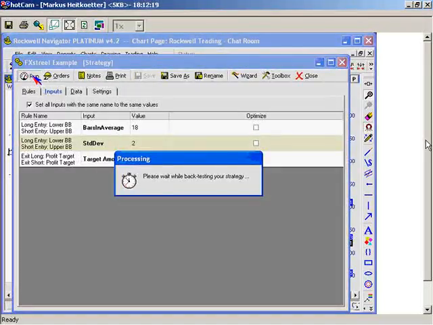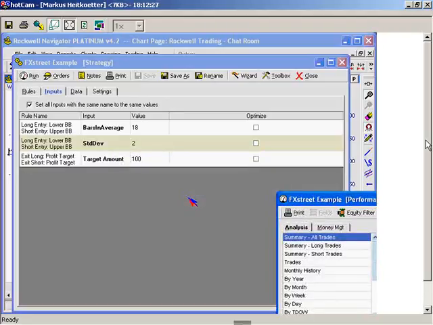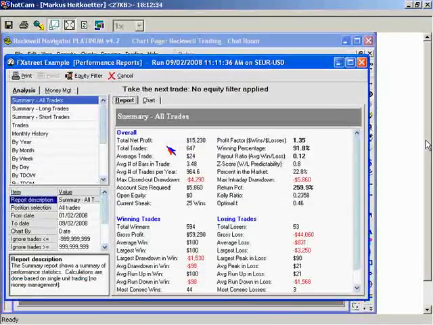And you see, whenever it takes a little bit, this means that obviously I'm above the 40 trades that I'm looking for. So it shouldn't take longer than maybe 10 or 12 seconds here. And here we go. Here are the initial results. This is the performance report. This strategy here was right now tested over 647 trades.